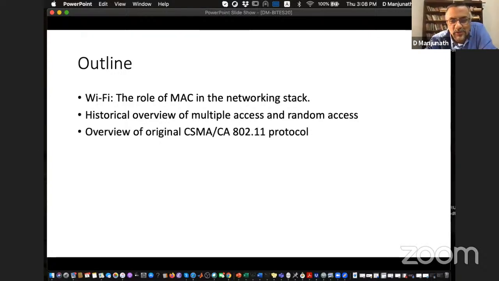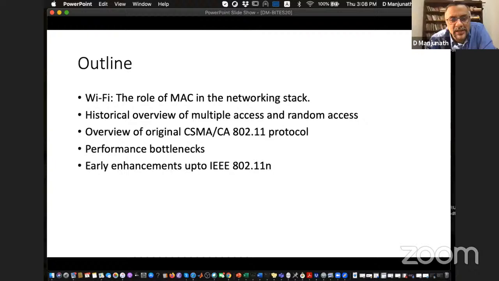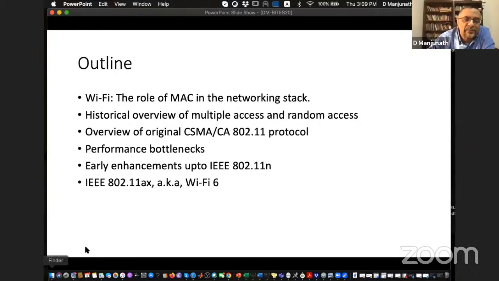I'll give you a historical overview of both of those, and then give you a description of the original CSMA/CA. This is the name of the protocol, or the 802.11 protocol, which was the genesis of the Wi-Fi interfaces. Then that will give you insight into what are the performance bottlenecks. I mean, why should we be worried about using Wi-Fi as it was originally designed in today's networks? Where do the bottlenecks occur? And then based on those bottlenecks, I will tell you how some enhancements were built into some of the early extensions of the basic 802.11. One of them is 802.11n. And then I'm going to tell you a little bit about how things are evolving towards what is called Wi-Fi 6. So now the emerging standard is called 802.11ax. Another name for this is Wi-Fi 6.